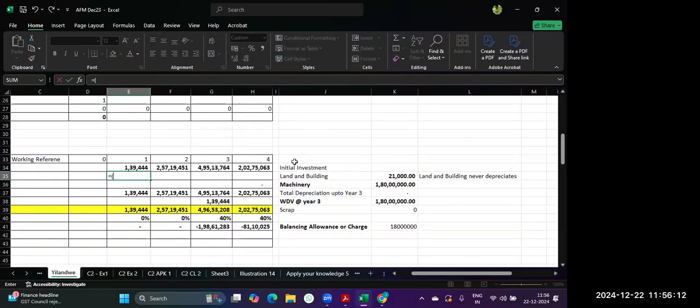Guys, in this question, there was a trick. The examiner has mentioned total investment, including machinery and land and building. Many people have gone wrong over there because they take it as a total investment. But you need to understand, as per income tax also, land and building never depreciates, correct? Building depreciates, but in this case, land and building will not be depreciated because you don't have a separate component of land and building. So it is assumed not to be depreciated.